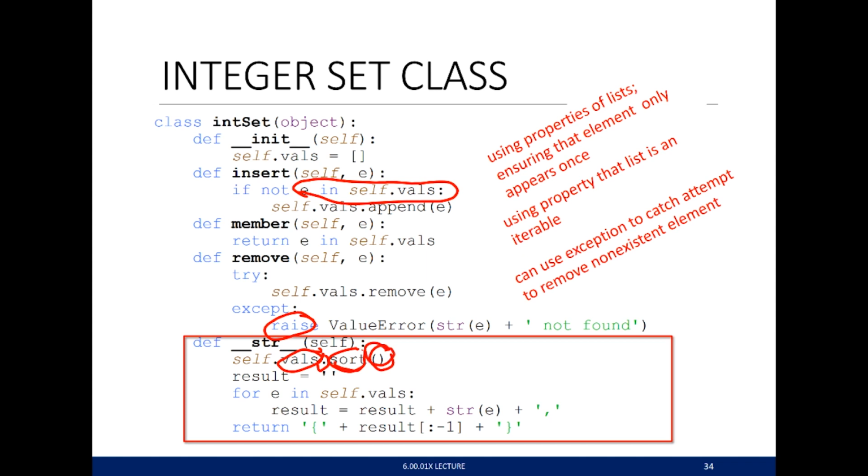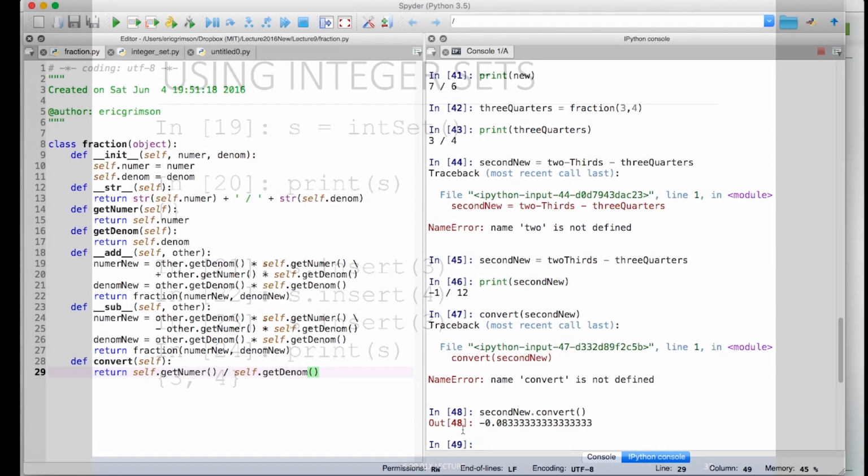Once I've sorted it, I'm going to run through a little loop where I set result to be the empty string. And then for each element in the now sorted version of vals, I'm going to simply add it in together with a comma. And then when I'm ready to return it, I'm going to return a string that has a curly bracket on each end. And I got 1 extra comma hanging around at the end of the last element. So I'm going to take result and return everything but that last element to get rid of that last piece.